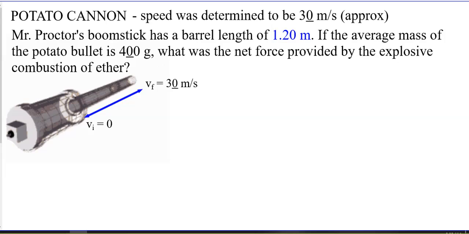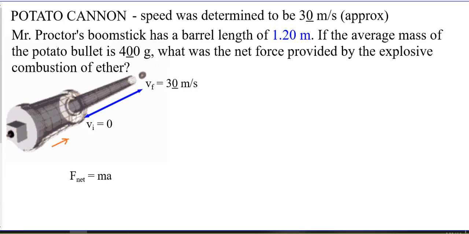We know that it starts from rest at this spot right here. It accelerates over that 1.2 meters, and then it leaves the cannon with a speed of 30 meters per second. So this explosion right here provided a large enough force to cause it to accelerate to 30 meters per second. So that means my net force is equal to my mass times acceleration. There's only one force acting and it's going straight to the right.